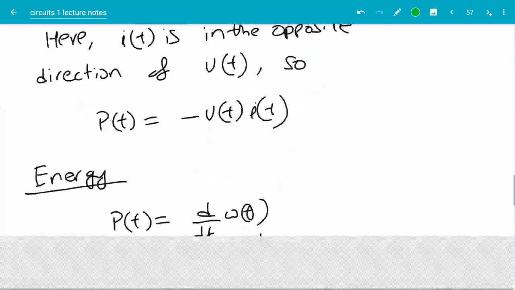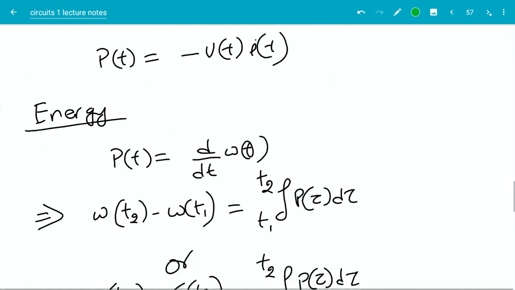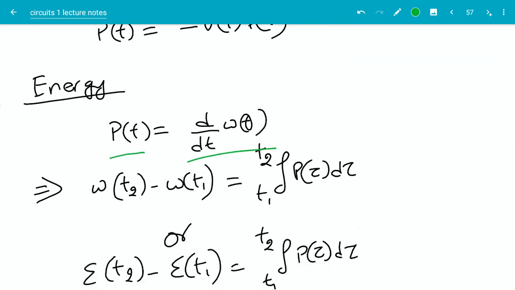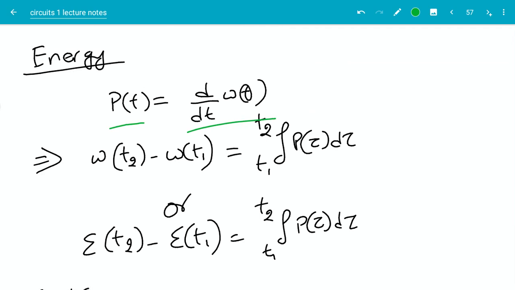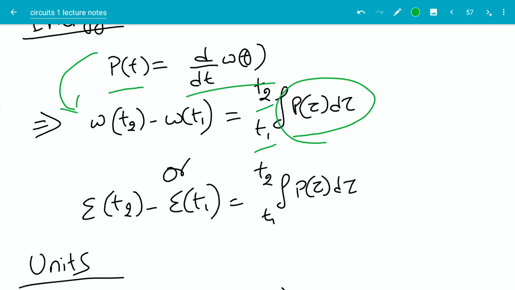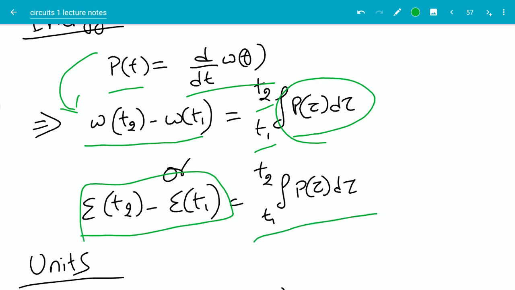Okay, so now let's talk about energy. Now we just said power is the rate of work being done, right? That means if you want to look at the total energy being delivered from time t1 to t2, then you should integrate the power during that time, right? Again, you get this formula from the fundamental theorem of calculus. Here I'm representing it in terms of work, or you can also say energy. The net energy delivered from t1 to t2 is the integral of the power being delivered.